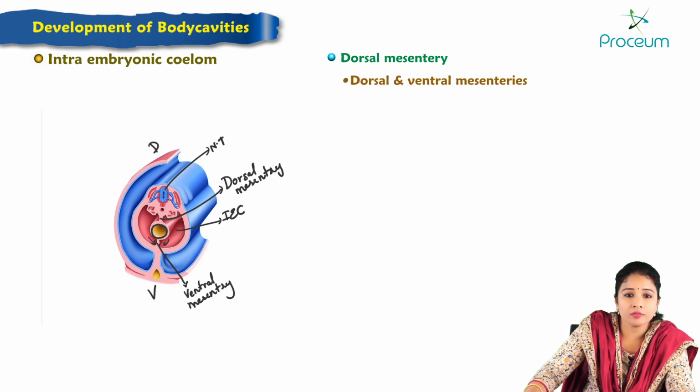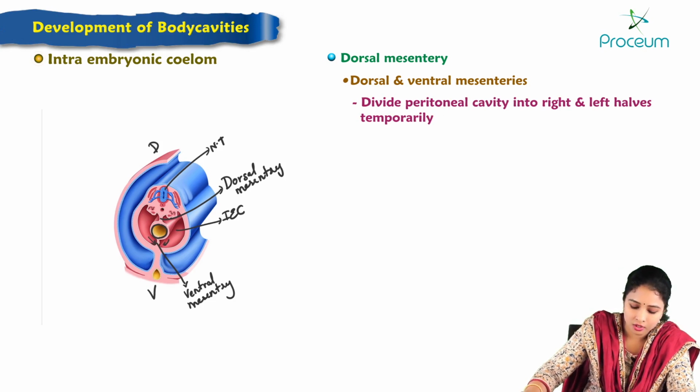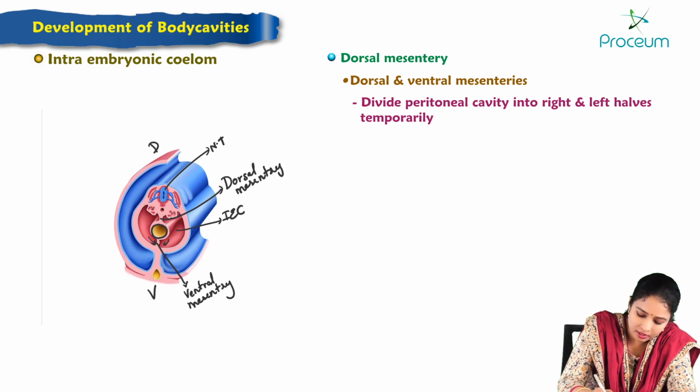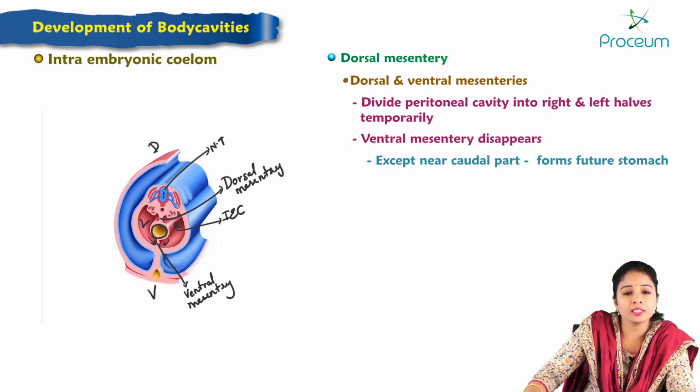And both dorsal and ventral mesenteries divide the peritoneal cavity into right and left halves temporarily. So we can see here, this is the right half and this is the left half, which are present temporarily. Eventually, the ventral mesentery disappears except near the caudal part of the foregut, which forms the future stomach.